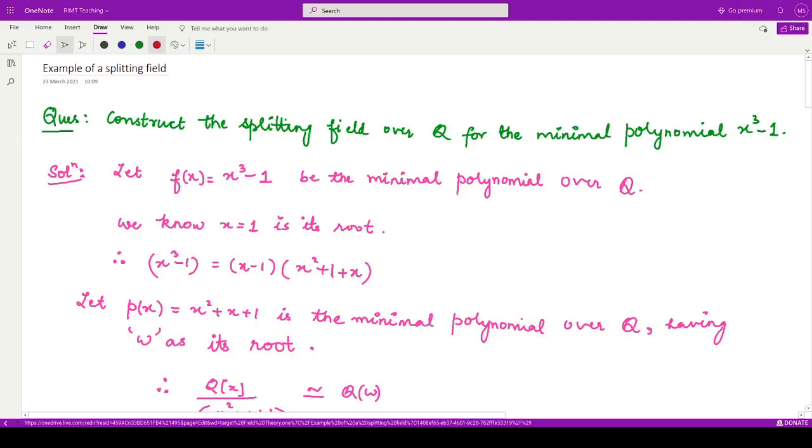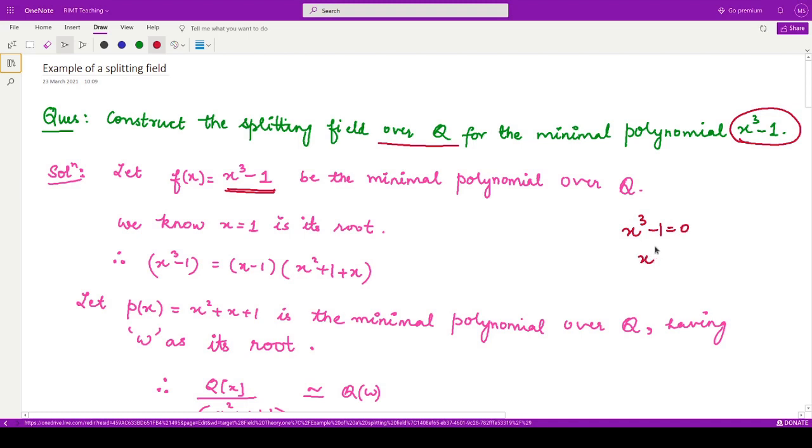So let us discuss this next example on splitting field. The question is, you are to construct the splitting field over Q for the minimal polynomial x cube minus 1. For that, we first check whether this is a minimal polynomial, an irreducible polynomial or not. If yes, what is its root? Its root would be x cube minus 1 is equal to 0.